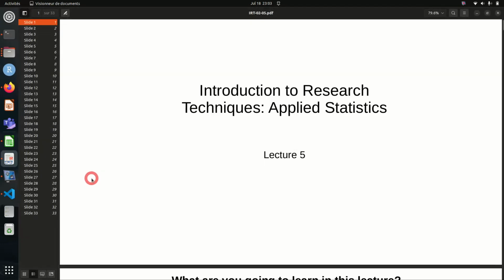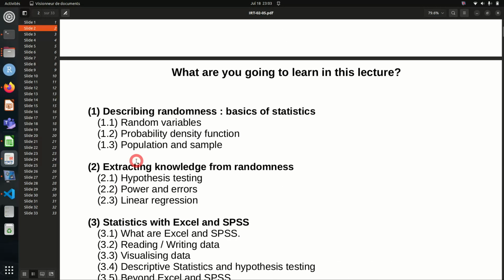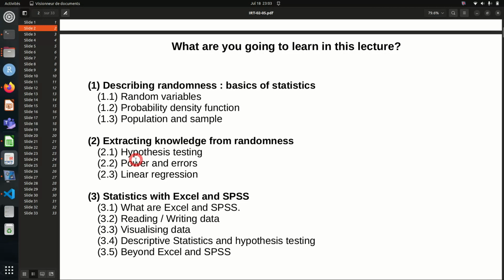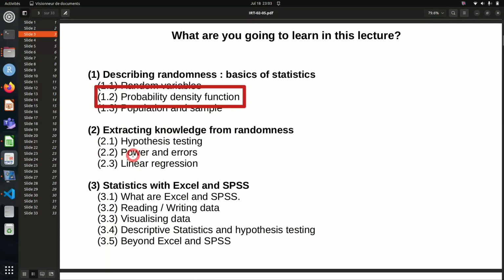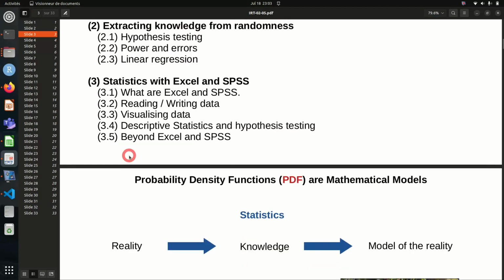Hello dear students, welcome to the fifth lecture of Introduction to Research Techniques, Applied Statistics. This is the outline of the course we are following, and we have reached now the point 1.2 on the probability density function.